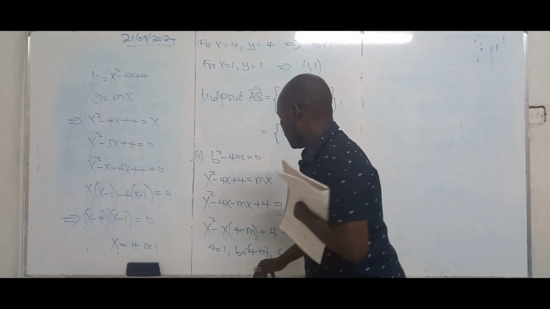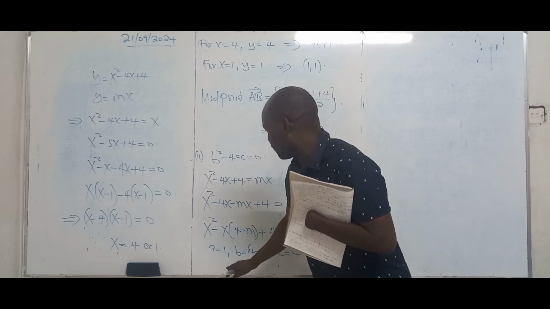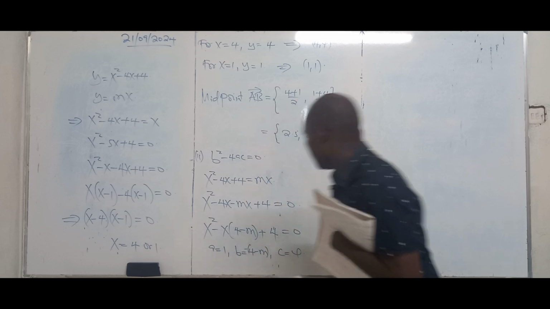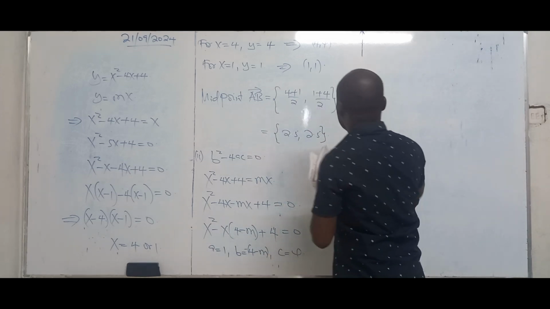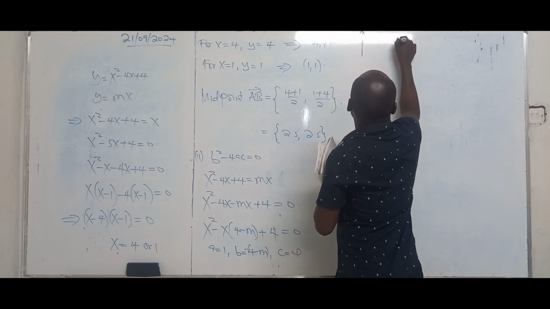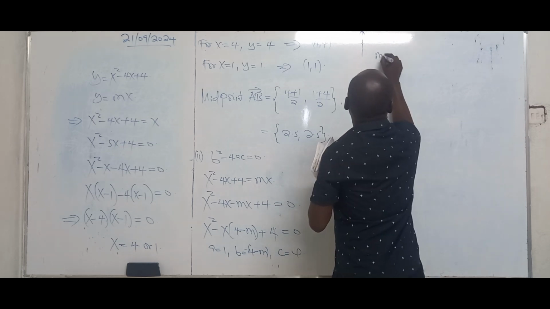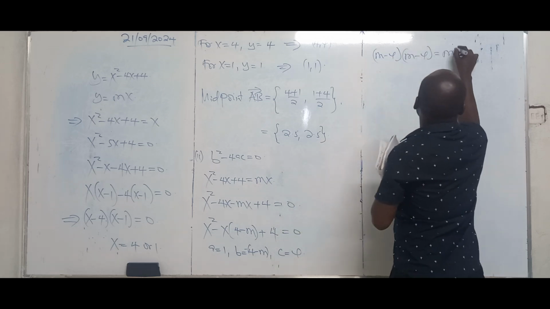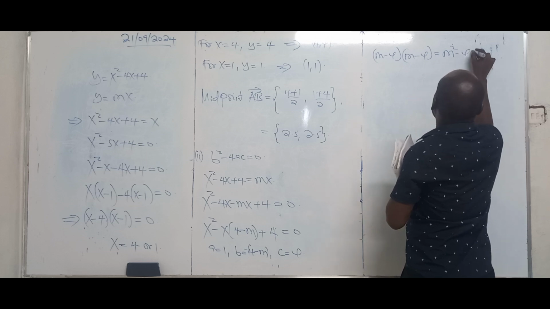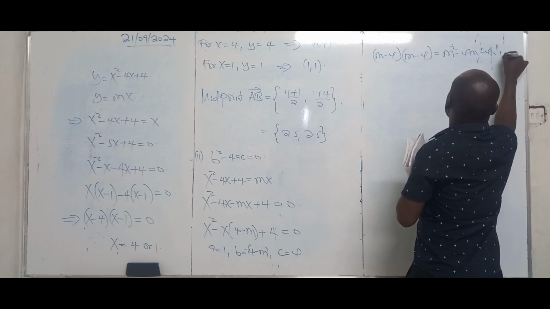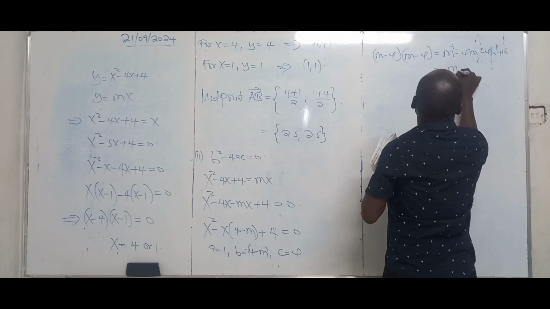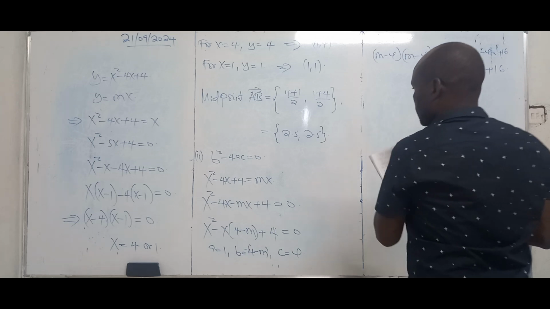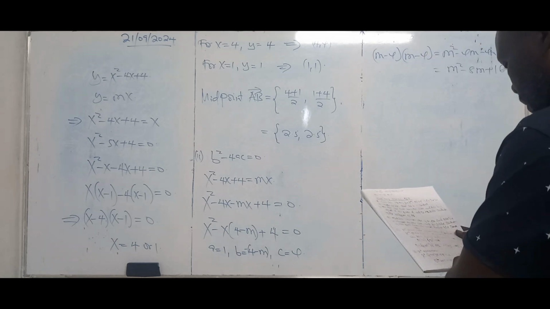So in effect, if I go with the fact that this should be a negative, then it becomes m minus 4. So b is m minus 4. So m minus 4 times m minus 4 is equal to m squared minus 4m minus 4m plus 16, which is m squared minus 8m plus 16. Is it similar to what I have?